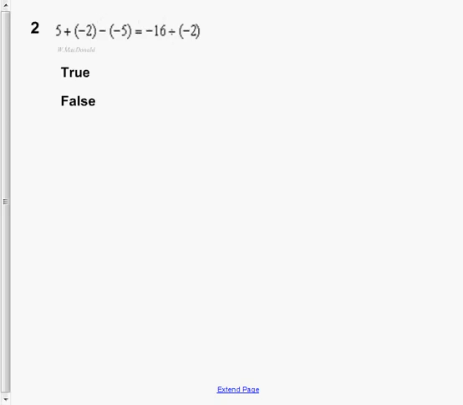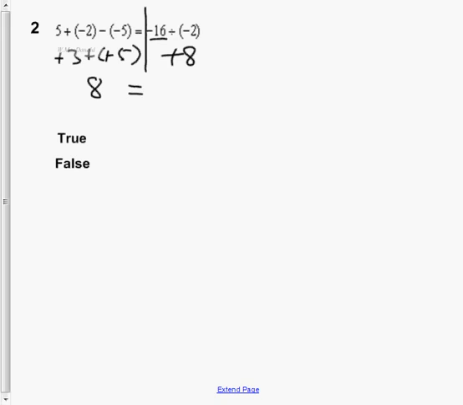Question two says these two sides are equal. If I simplify, I'll bring these down here. If I simplify this side, 5 plus negative 2 is positive 3. Positive 3, take away negative 5, keep and change. I get 8 for this side. Over here, negative 16 divided by negative 2. 16 divided by 2 is 8. Same signs, so a positive. 8 does equal 8, so therefore it is true. I had only two-thirds of the class get that question right. So you got to be careful. Both sides do have the same value, positive 8.